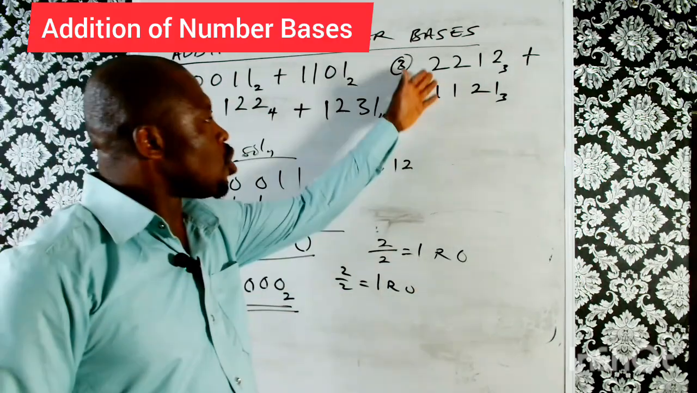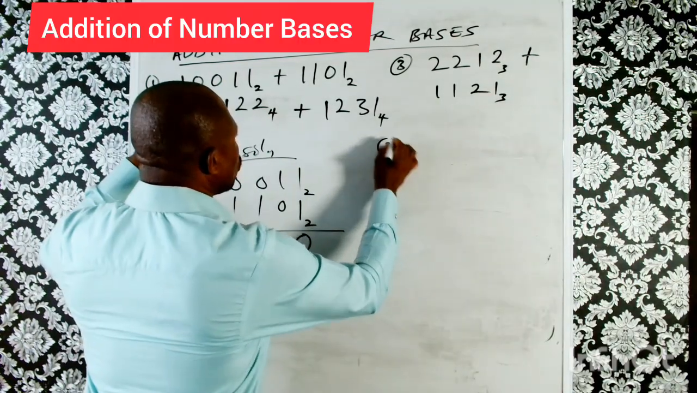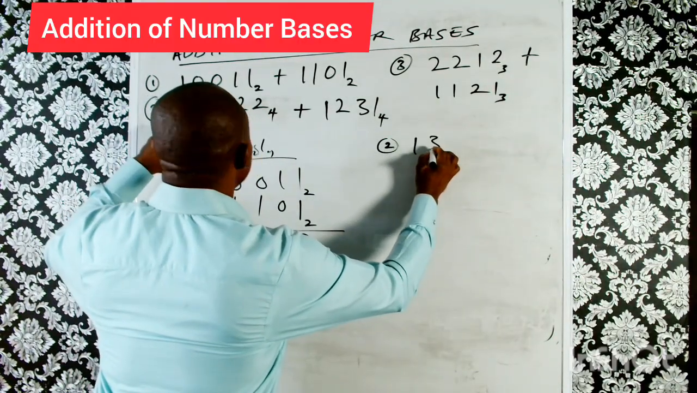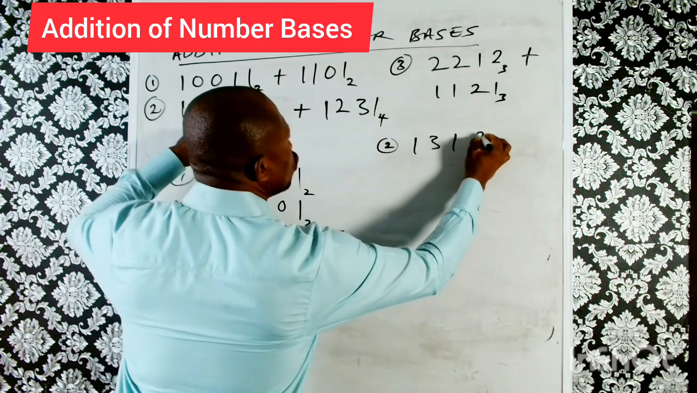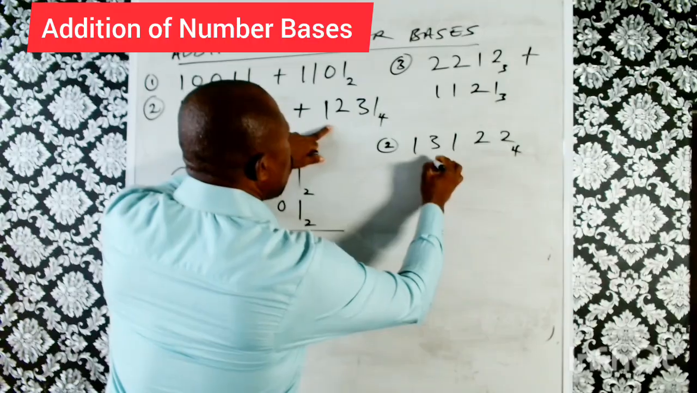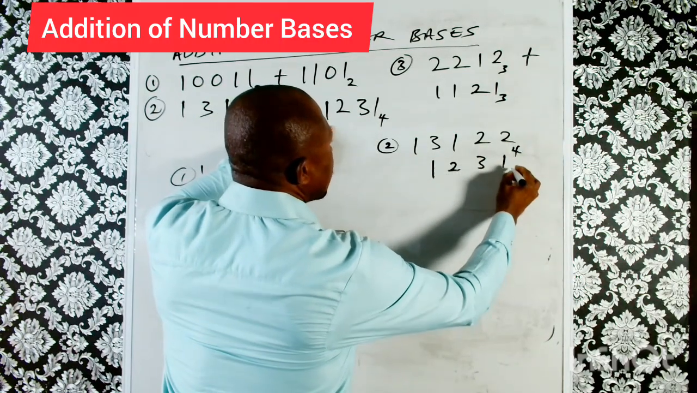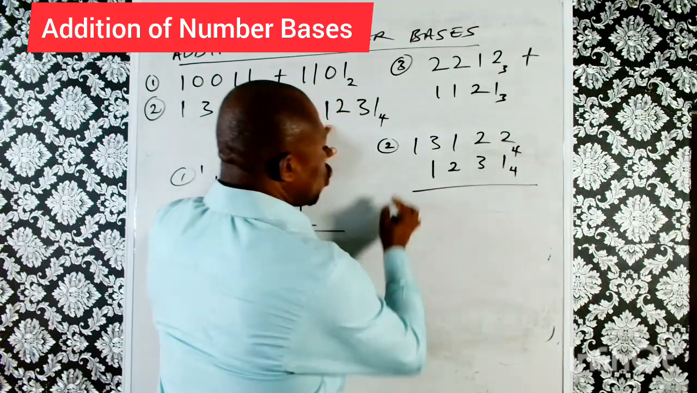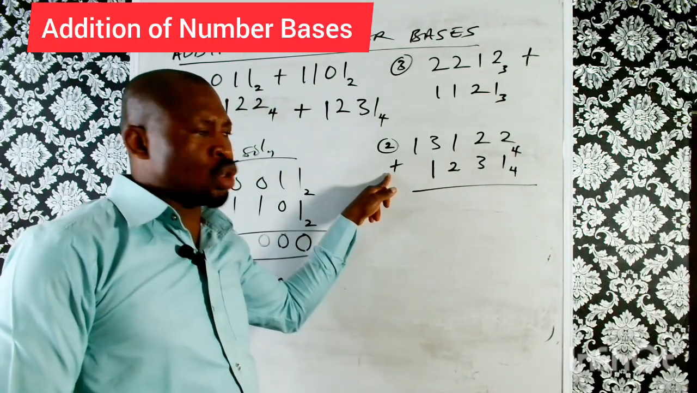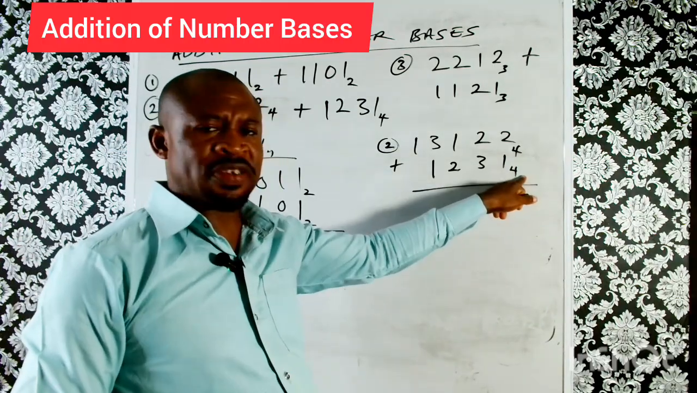Now we move to the next one. This is number 2. 13122 base 4 plus 1231 base 4. As usual, we'll put our plus sign here. Remember, we are operating with base 4.